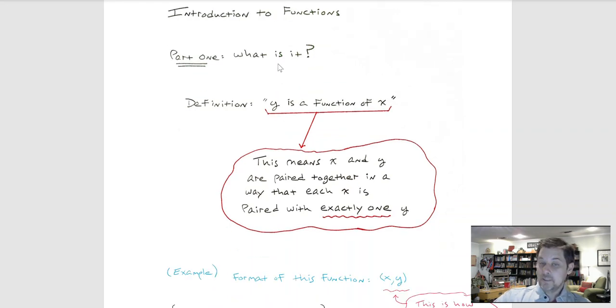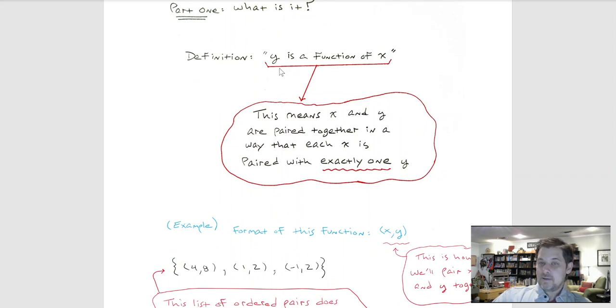So part one, what is it? When we say y is a function of x, what that means is that x and y are two things that are paired together in a way that each x is paired with exactly one y. When it says there that each x is paired with exactly one y, we mean not two y's or not three. You get the idea. Exactly one. Every x is paired with one and only one y.